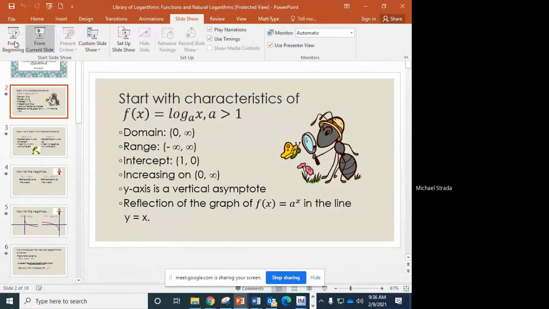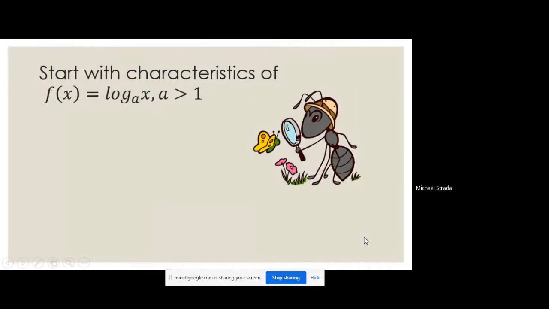Slideshow. Oops, got to enable editing from the. Okay.